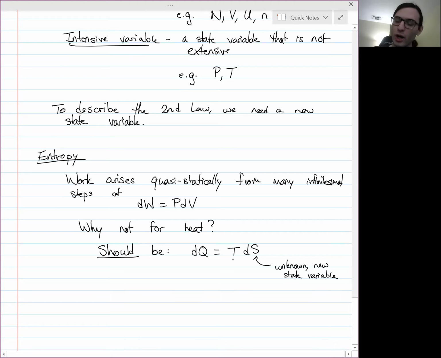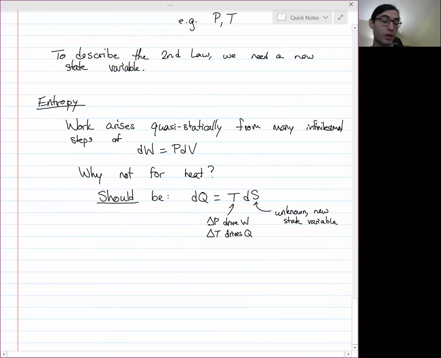And the reason why we expect T to be here is that we know that changes in pressure drive work. And so what causes heat to flow? What causes heat to flow are changes in temperature. So in the same way that in dW, we have P times d something, and we know that changes in pressure drive work, for dQ, we should have T times d something because changes in temperature drive heat flow. So we don't know what dS is yet, but we're going to try to work it out.